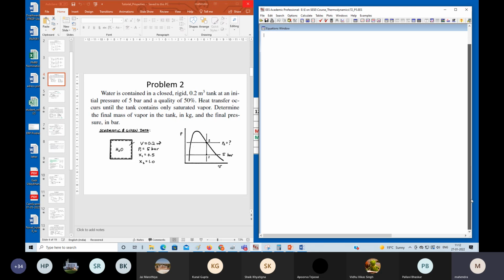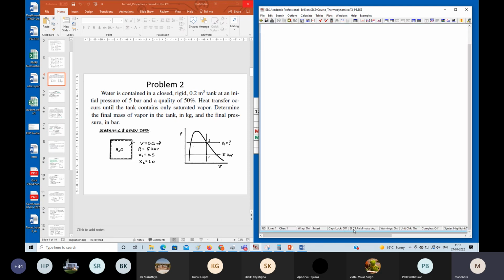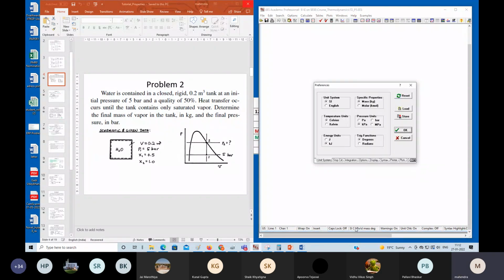If you go down here, once you open it, there is a Units option. If you double click on that, this kind of window will open. There you can choose whatever you need. We are following the SI system, so SI and mass. We are taking Celsius, not Kelvin, but you can take Kelvin also, no problem. You can even take pressure in bar, or otherwise in kilopascal. That is up to you.